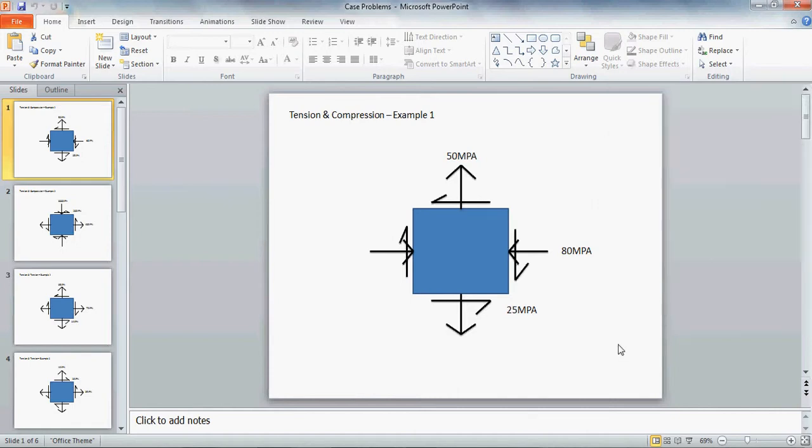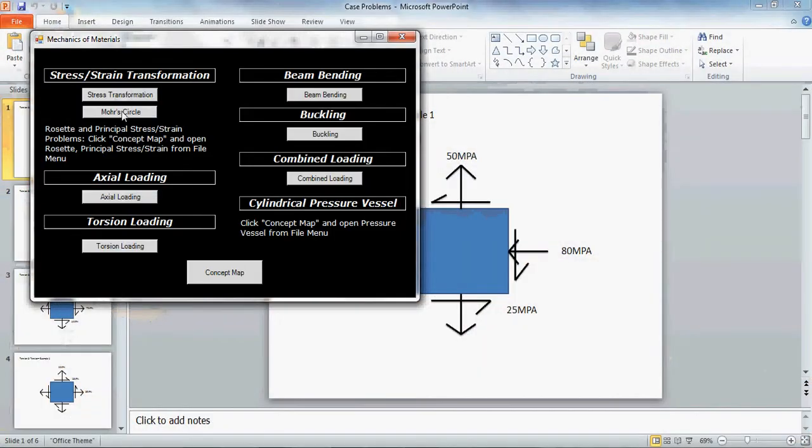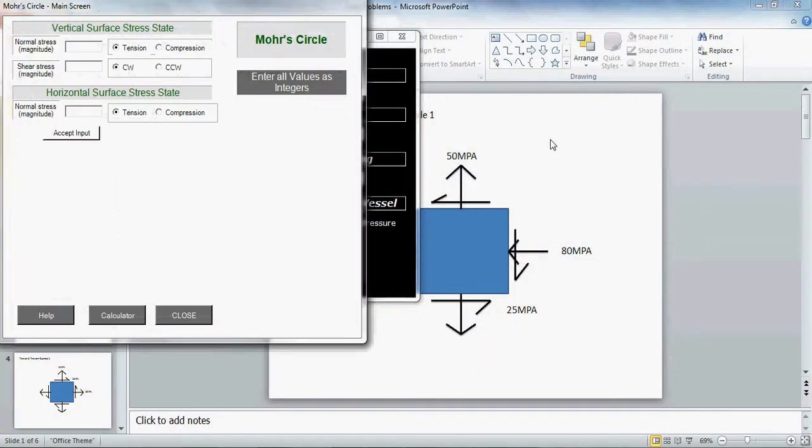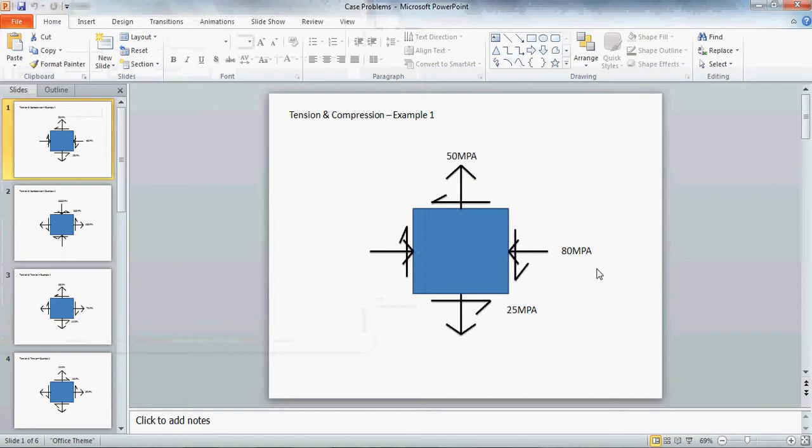Hello, this is Mohr's circle, a tension and compression example. Example 1. Looking at this, on the vertical surface you have 80 megapascals in compression. On the horizontal surface you have 50 megapascals in tension, and the shear is 25 megapascals.